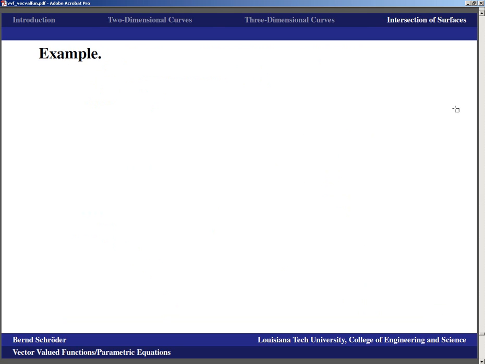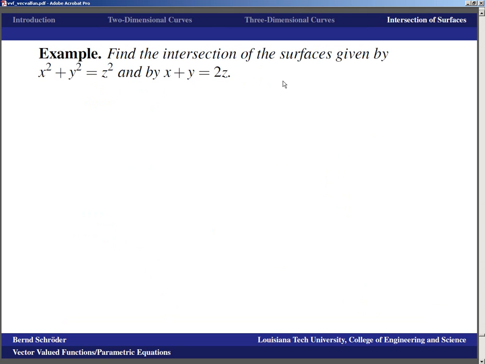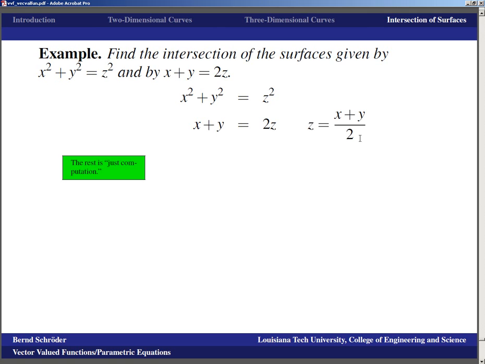Well, of course, computations can become a little bit more complicated. So, for example, if I want to intersect the surface x squared plus y squared equals z squared with the surface x plus y equals 2z, even if I don't know what those things look like, and technically we don't know that yet, I take x squared plus y squared equals z squared, and I take x plus y equals 2z. I should be able to solve that for z. So z equals (x plus y) over 2, right? And the rest is quote-unquote just computation.